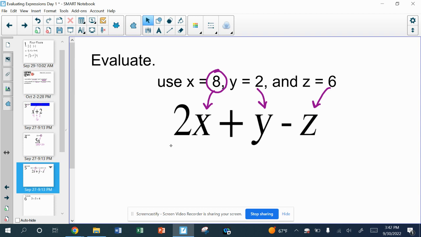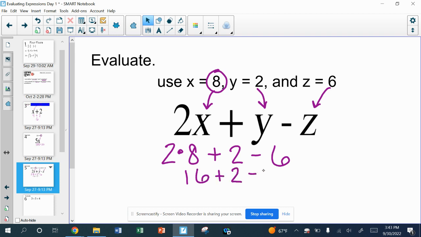So I'm going to put 2, instead of parentheses, I'm going to use a dot this time just to show you that we can use either one of them. 2 times 8 plus, instead of the y, I'm going to put in a 2 minus, instead of the z, I'm going to put in a 6. Now, thinking about order of operations, I know I have to do my multiplying first. So 2 times 8 is going to be 16 plus 2 minus 6.